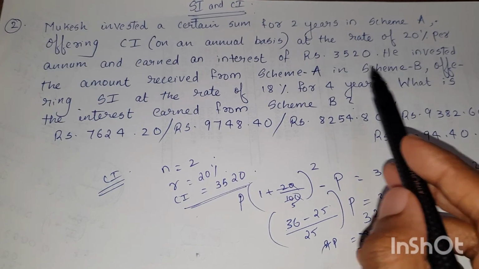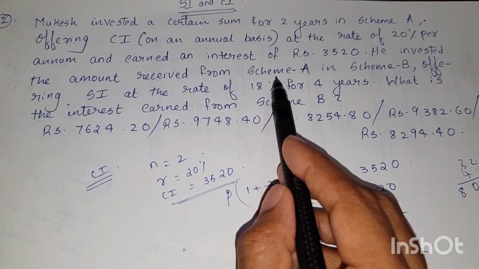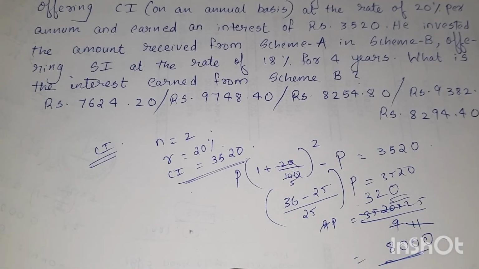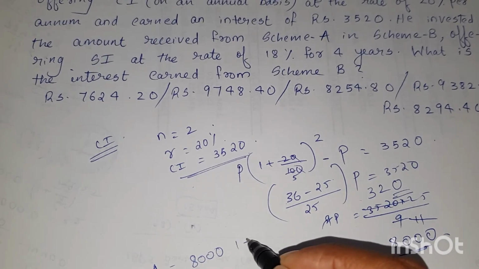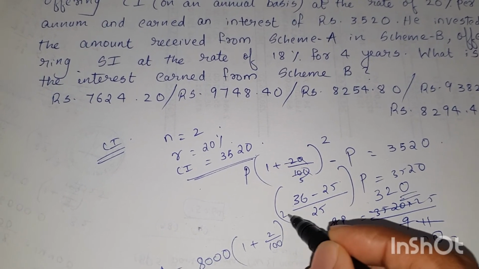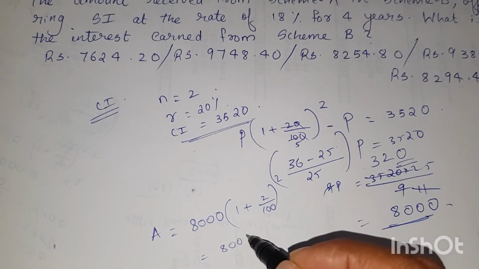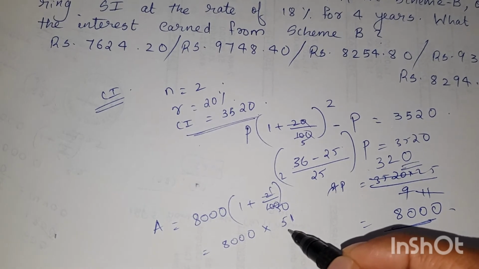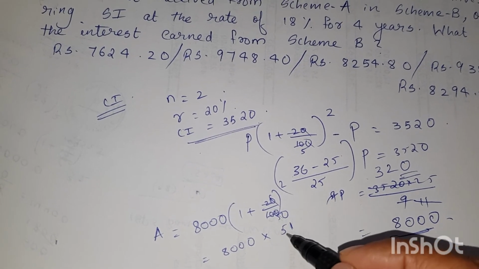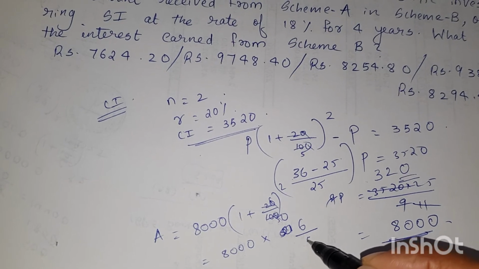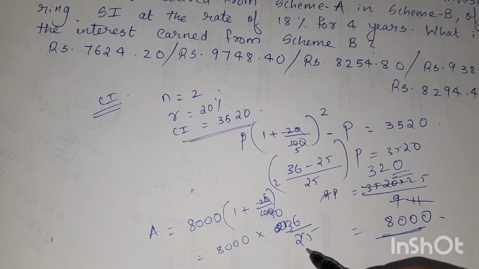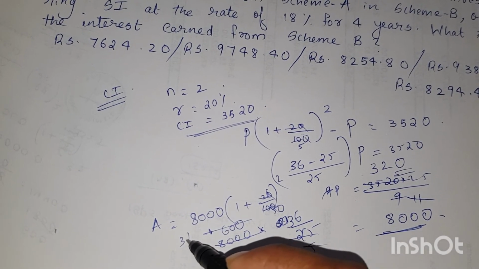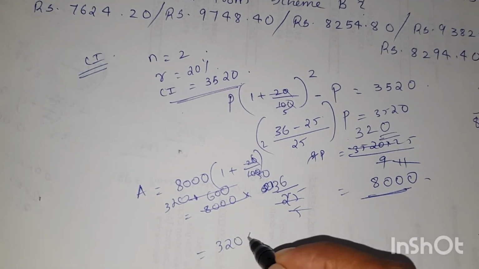Now it is given that he invested the amount received from scheme A in scheme B. The amount received from scheme A we can find out by P into 8,000 into (1 plus r by 100) the whole raised to 2, right? So how much is it? 8,000 into 1 plus 20 by 100, that is 1 by 5, so 5 plus 1, 6 by 5. The whole square will be 36 by 25. So 8,000 by 25 is 320. So 320 into 36 is the amount.